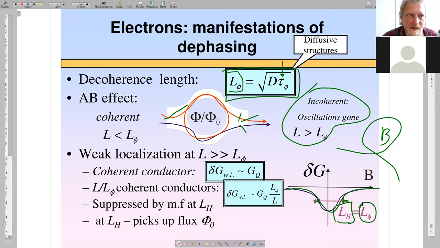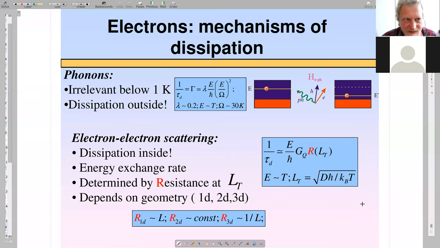Now I will be talking about mechanisms. There are plenty of mechanisms, so the discussion will be a bit lengthy. Let me first talk about traditional mechanisms of dissipation. Usually electrons in solids interact most of all with phonons. Even at room temperature, the resistance is defined by interaction with phonons. At lower temperatures, the resistance is mostly due to scattering at impurities, at the defects in solids.